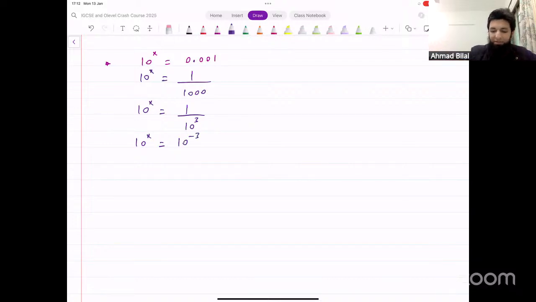And now we've got the same bases on both sides. That means the powers are supposed to be equal as well. So x should equal minus 3. And the result that we get from this is negative 3. And that is our final answer. That's what we were looking for.